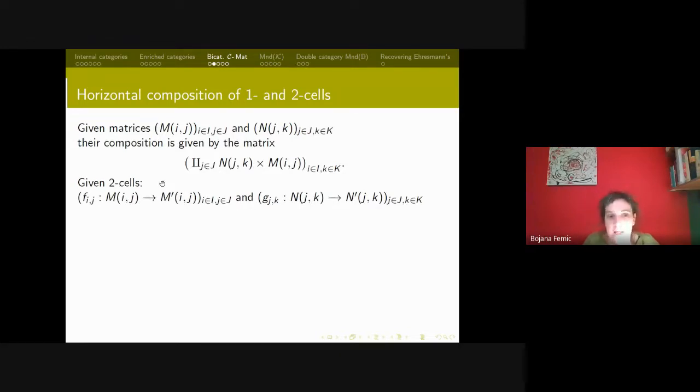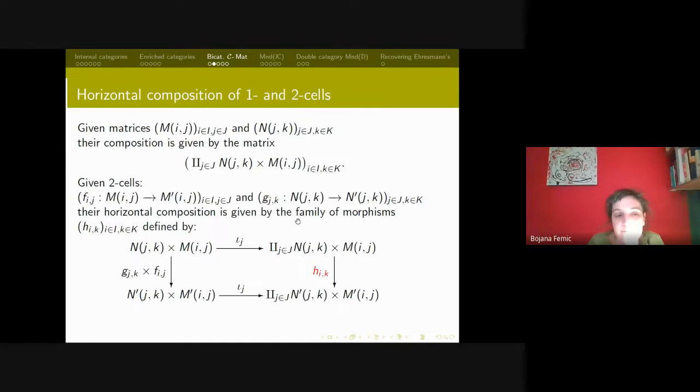And now given two cells, that is, families of morphisms, one family is F between M and M prime, and another is G from N to N prime. And also J is now the middle common index. The horizontal composition of these two cells should be given by a family that starts from I and ends up in K. This is what I write here. Their horizontal composition is given by the family of morphisms H_IK, where H_IK for fixed I and K is given here on the right with this red arrow.